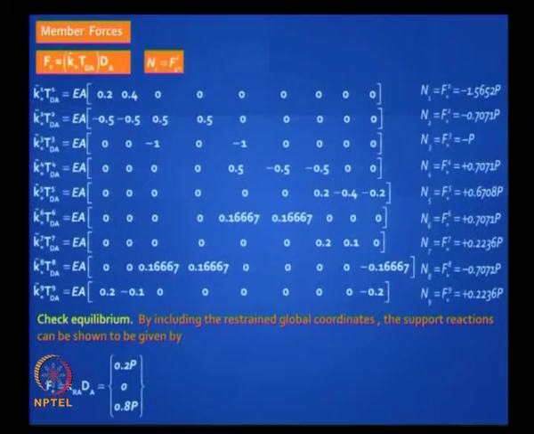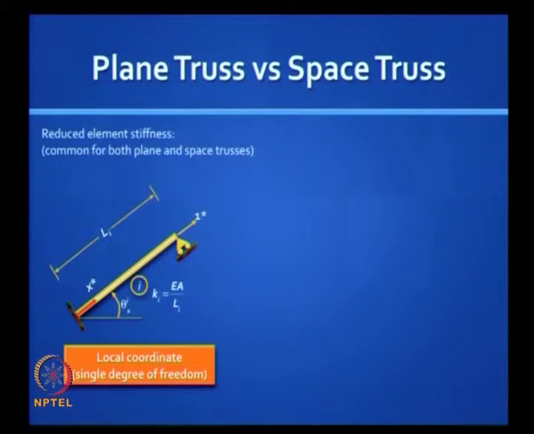Okay. You can check equilibrium by including the restrained global coordinates, you can also get the support reactions. It's easy to do, for want of space we are not doing it, but you will get the correct answer. Okay. Now let us jump into the most difficult problem of space trusses.